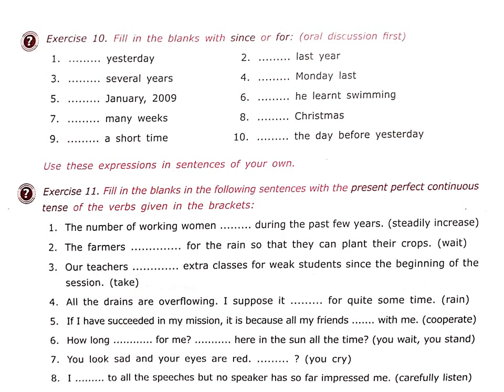Just note down properly everyone. Next sentence: the farmers dash for the rain so that they can plant their crops. Wait is there, so we'll write farmers plural, so have been. The farmers have been waiting for the rain so that they can plant their crops, right? Have been waiting is the answer. So the rest you'll do yourselves. Let's go to the next.